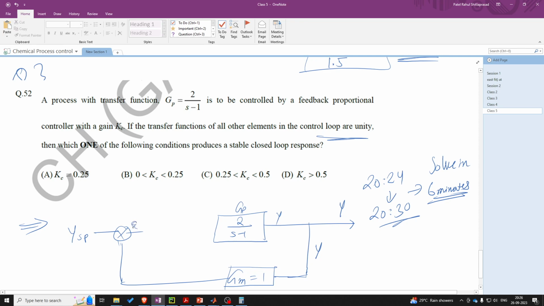There will be an error, so that error I will be feeding to the controller. So the controller will have a transfer function of Gc. This is also equal to 1. Then I will have a final control element, that is a control valve. It will also have the transfer function of 1, and then that is what we will be feeding to the system.